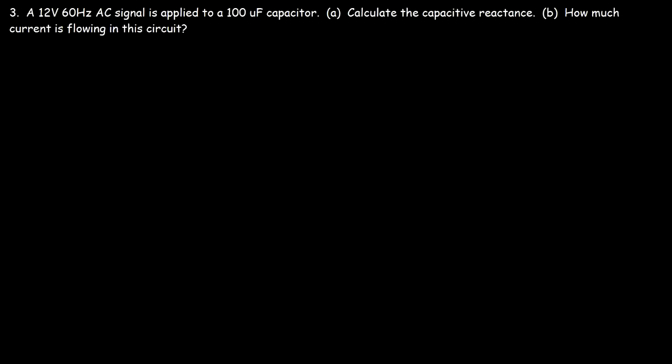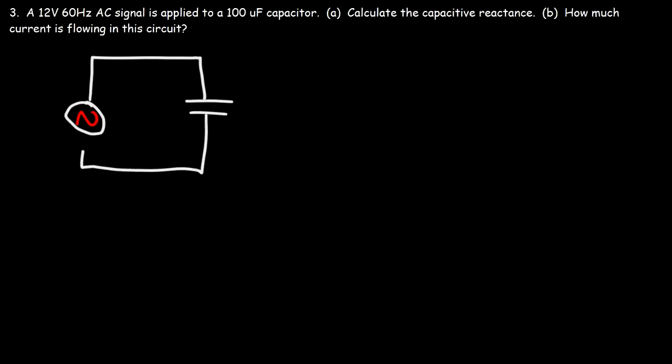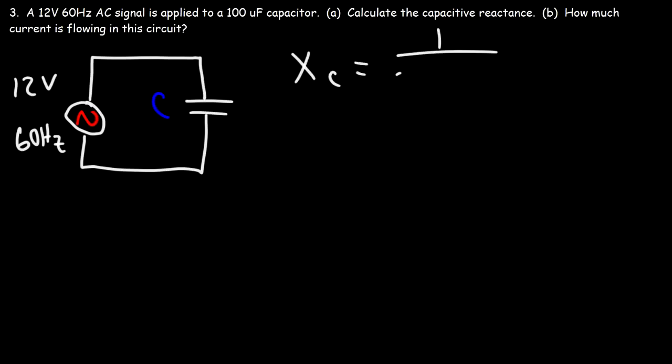Number 3, a 12 volt 60 Hz AC signal is applied to a 100 microfarad capacitor. Calculate the capacitive reactance. So let's begin with a picture. So here is our AC signal, and it's directly connected to a capacitor. So it's 12 volts and the frequency is 60 Hz. And here is the capacitance represented by the symbol C. The capacitive reactance is XC. It's equal to 1 divided by 2 pi f times the capacitance.